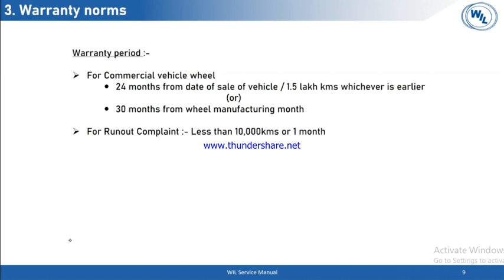Okay. And for run out complaint, we are taking less than 10,000 kilometers or 1 month, or below first service, within first service. If any manufacturing defect, it should be reported within the first service. Okay. Can I go to the next slide?